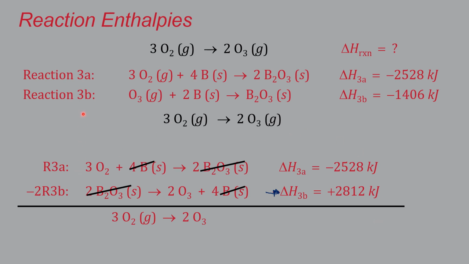So whether you converted the oxygen directly into ozone, or whether you took this roundabout way of reacting it with boron to make boron trioxide and then decomposing the boron trioxide to make the ozone, the overall energetics have to be the same. So if these reactions add up to what we care about, then these enthalpies will add up to the enthalpy change for the reaction that we cared about, which means that that process is endothermic by 284 kilojoules.